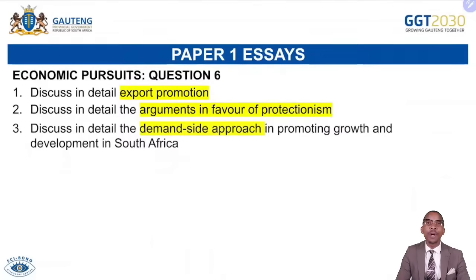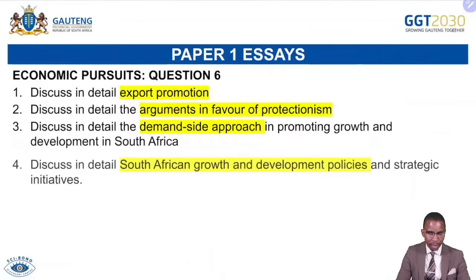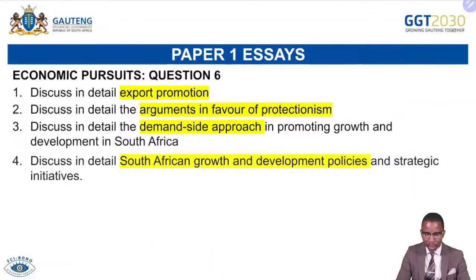Here you just have to remember your fiscal policy, your monetary policy, and those other measures that are provided there as supply side, as well as demand side. Discussing detailed South African growth and development policies and strategic initiatives. Here we talk about 10 policies that include RDP, GEAR, EPWP, ASGISA, JIPSA, NGP, also EPWP, NSDS, etc.